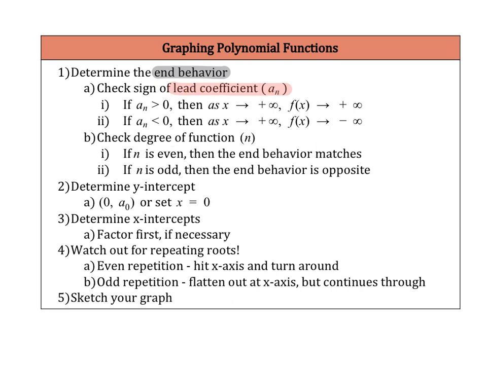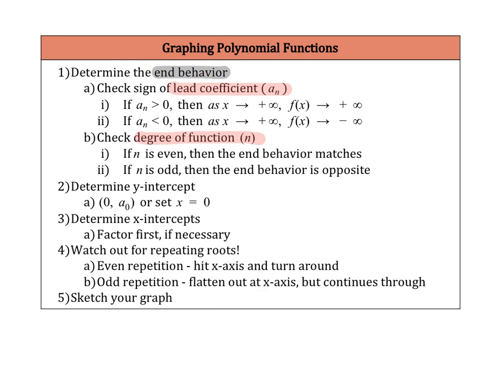Then we have to check the degree of our function, which remember is that n value. If our degree is even, then the end behavior matches. So whatever is happening on the right, I do the same on the left. However, if our degree is odd, then the end behavior is opposite. So if I'm going up to the right, I go down to the left and vice versa. So just by checking the lead coefficient and the degree, I can determine the end behavior of our graph.